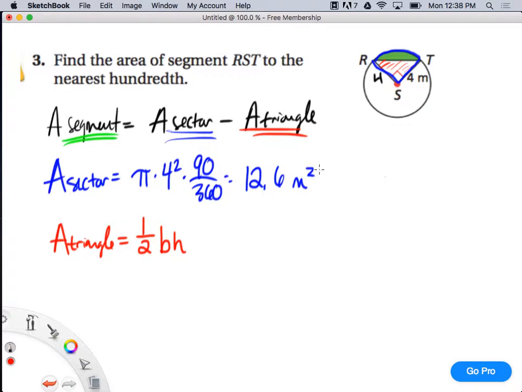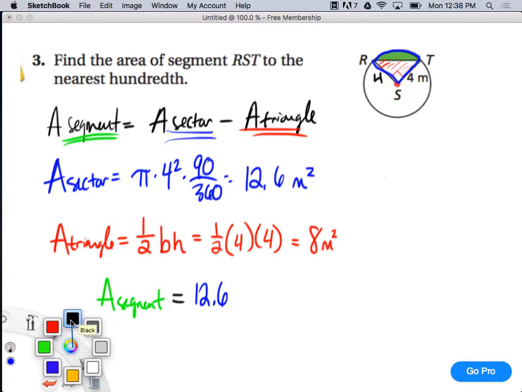The area of a triangle is 1/2 the base of the triangle times the height of the triangle. So it's 1/2, what's the base of the triangle? 4, and what's the height? 4. Good. So it's 1/2 times 4 times 4. What's 4 times 4? 16. Half of 16 is 8. 8 meters squared, good. So the area of the segment, which is what I'm looking for, equals this. This is what we have to learn to do.